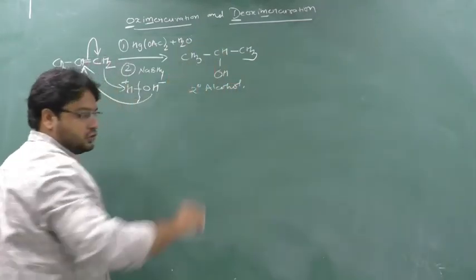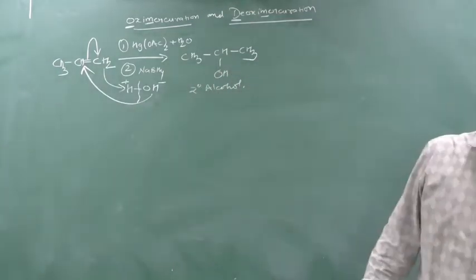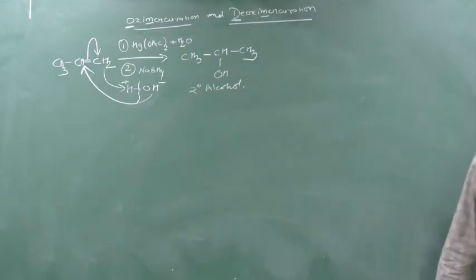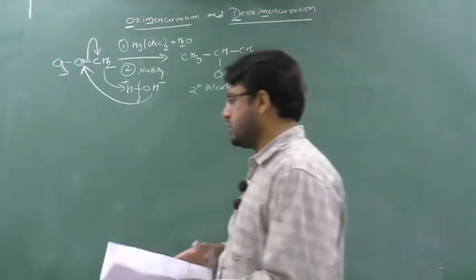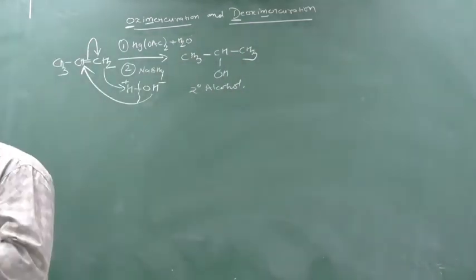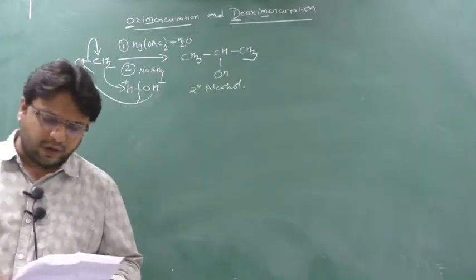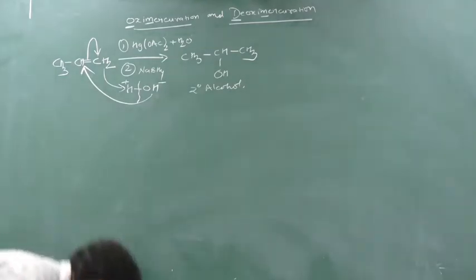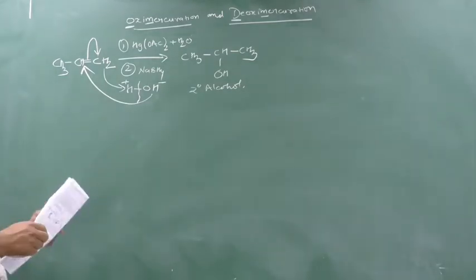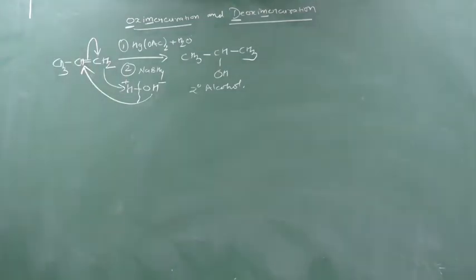Clear? So in oxymercuration-demercuration, if it is a symmetrical alkene, you will get the 1 degree alcohol, and if it is an unsymmetrical alkene, you will get 2 degree alcohol, and they will use Markovnikov's rule. Take a screenshot, then we will go to the mechanism. Clear this part? So make a heading now. First we will go to the mechanism, then I will give you one question which is very important. It has been asked for 4 marks. So you can make a heading as mechanism.